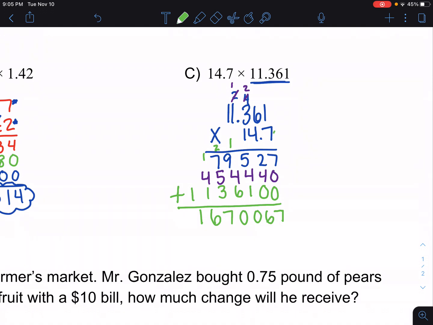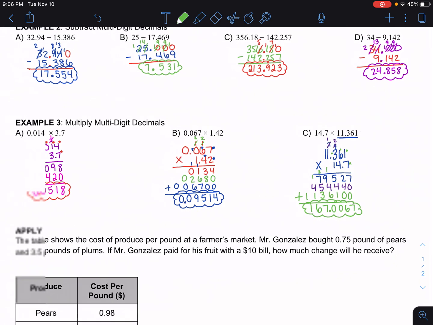So I've got 1, 2, 3, 4 decimal places. So 1, 2, 3, 4 digits in. So 167.0067. With multiplication, you do not have to line up the decimal, and you may put the number with more digits on top if that's easier for you. Okay, multiplication can happen in any order.